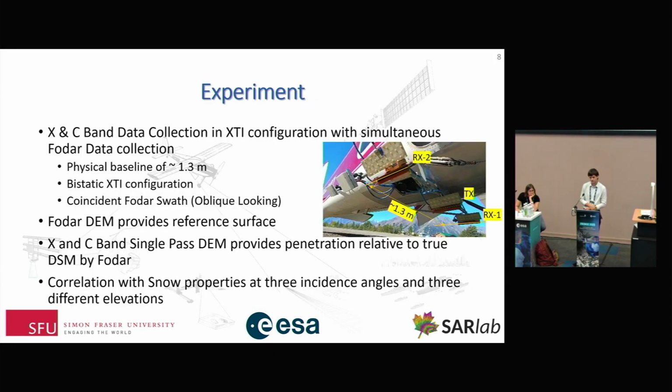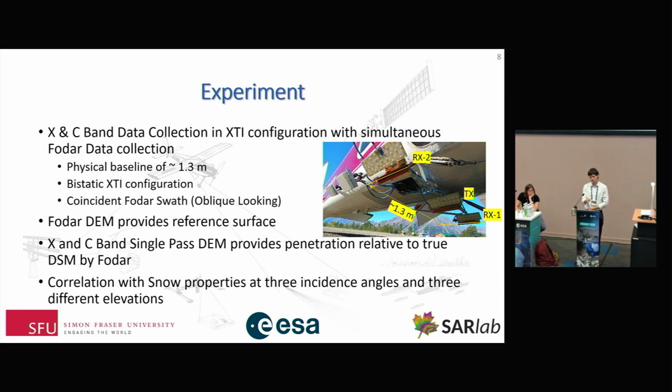So for the experiment, we did simultaneous collection of X and C band across-track interferometric radar data with a FODAR acquisition at the same time to give us a reference surface. So the FODAR is taking pictures, so it's only getting the top surface. So that gives us a surface model, and then we compare that with the DEMs generated with the X and C band that should be below the surface somewhere. Then we do ground truth as well in order to measure snow properties so that we can correlate that with the penetration data that we've seen.